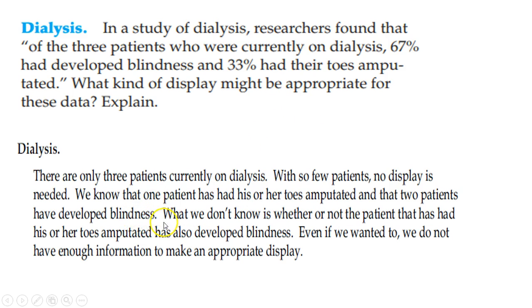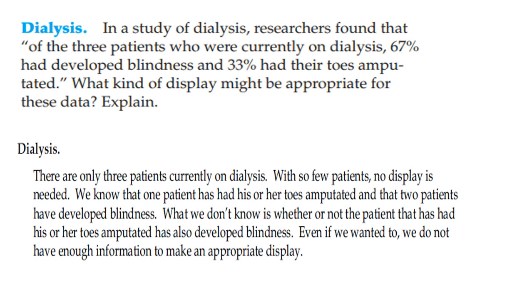So we know that 1 patient has had his or her toes amputated, and that 2 patients have had blindness issues. What we don't know is whether or not the patient that has had his or her toes amputated is blind. Is that person also blind? Is there one of those 3 people who has had nothing happen to them? Because that could be a possibility.